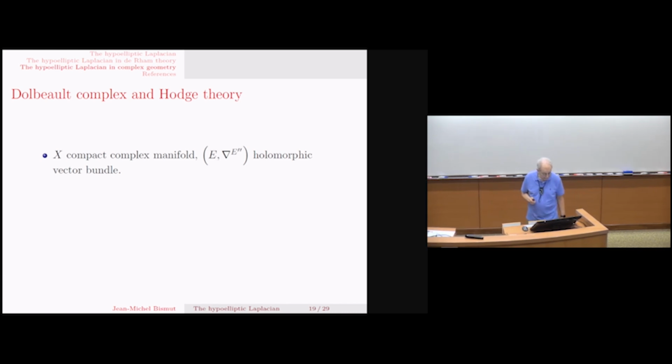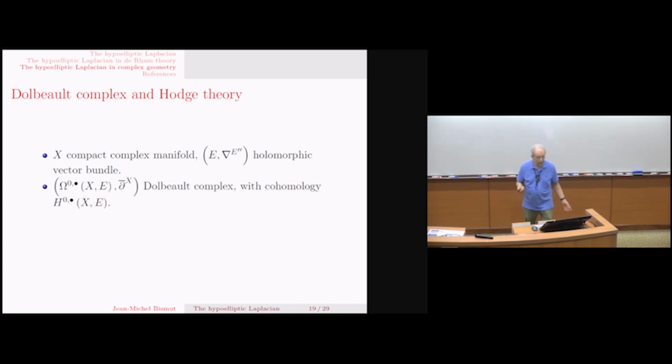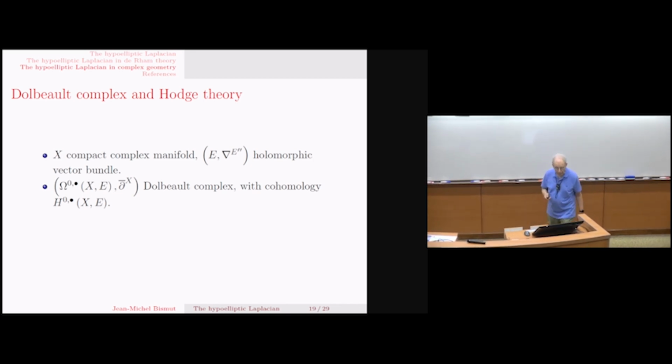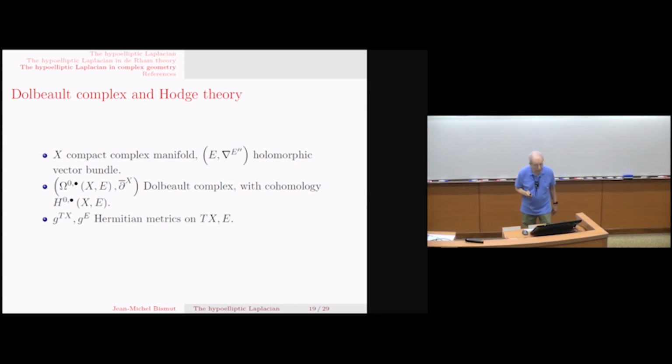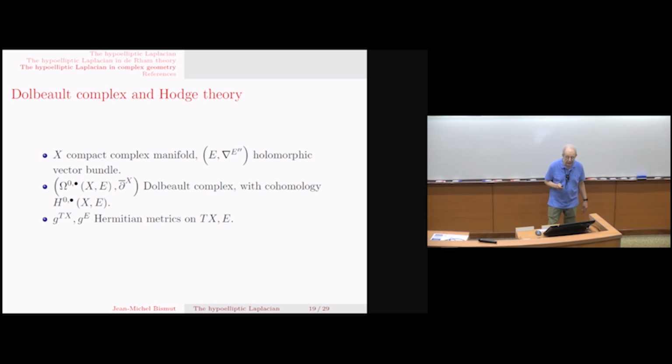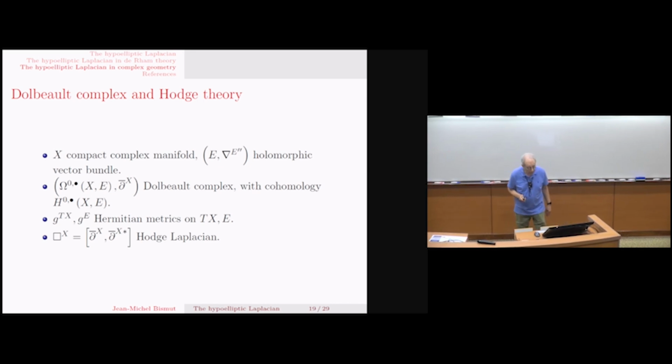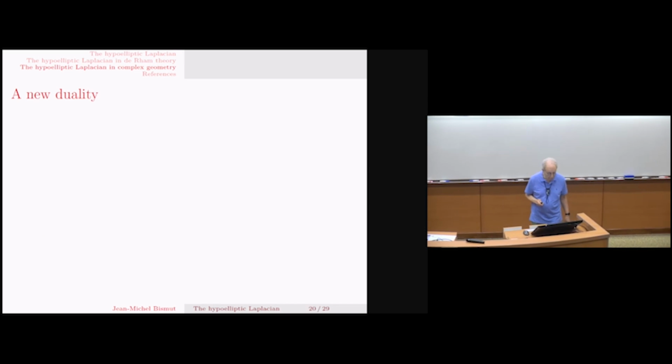If you take X to be a compact complex manifold and E, nabla E, to be a holomorphic vector bundle, then you can introduce the Dolbeault complex, where you replace the construction I gave before, the d operator, by the d-bar operator. So let me give myself Hermitian metrics, g^TX and g^E, on the tangent bundle and on E. Then you can construct the Hodge Laplacian, which is, again, an elliptic second-order differential operator.